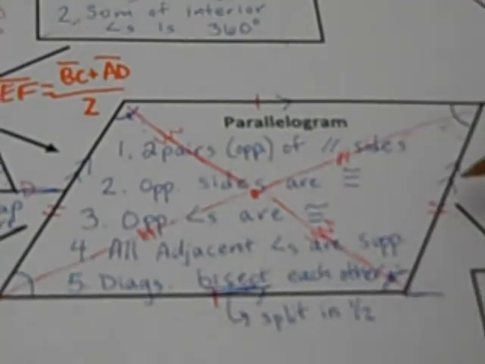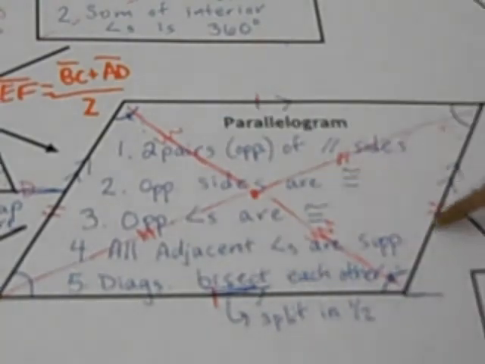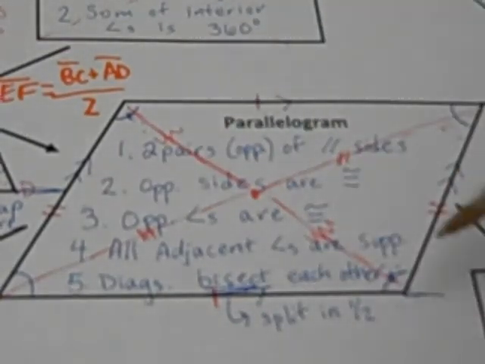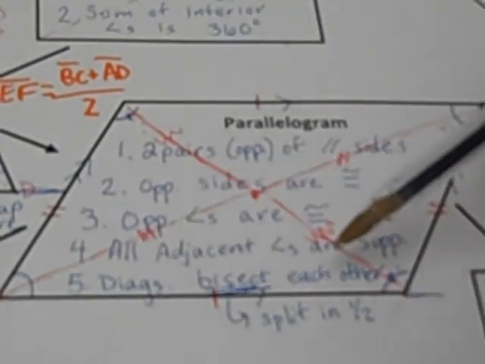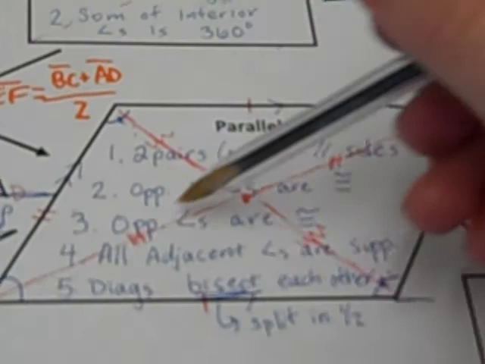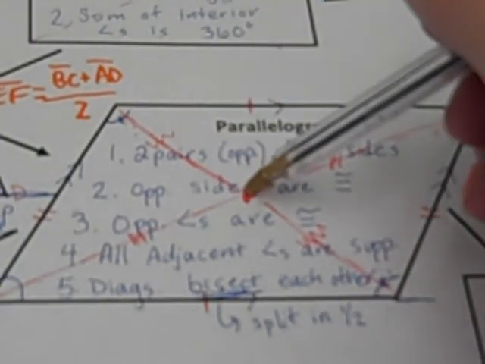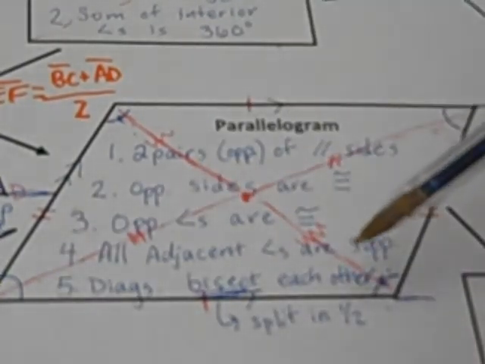So again, reviewing our parallelograms, we have two pairs of opposite sides that are both parallel and congruent. So the opposite sides are congruent and parallel. Opposite angles are congruent. All adjacent angles are supplementary. Those two, those two, those two, those two. And the diagonals bisect each other. So where they meet, right in the middle, is the halfway point. From here to here, those two are congruent. And from here to here, and here to here, those are congruent.